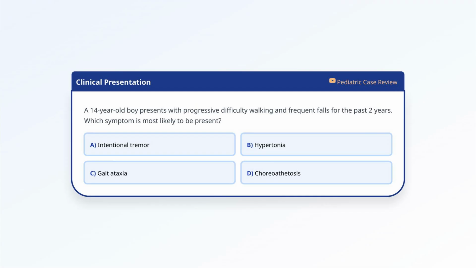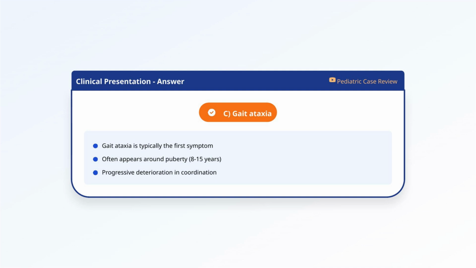A 14-year-old boy presents with progressive difficulty walking and frequent falls for the past 2 years. Which symptom is most likely to be present? A. Intentional tremor. B. Hypertonia. C. Gait ataxia. D. Choreoathetosis. The correct answer is C.